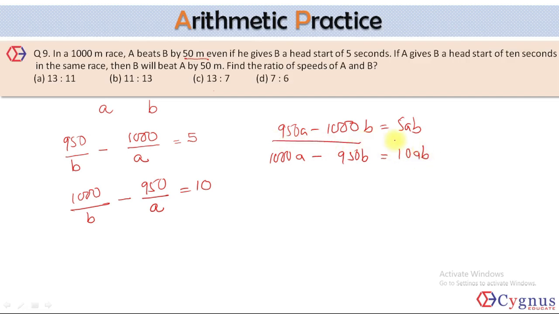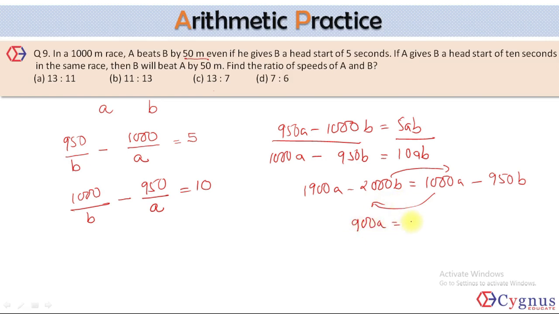Now do one thing, divide both the equations. When you divide them, this AB will be cancelled out and you will get 1 by 2 here. And when you cross multiply it again, you get 1900A minus 2000B is equal to 1000A minus 950B. This term goes on the right hand side and this comes on the left hand side. So we are left with 900A is equal to 2000B minus 950B, that is 1050B. So what is A by B? 1050 by 900. The 0 will be cancelled out.